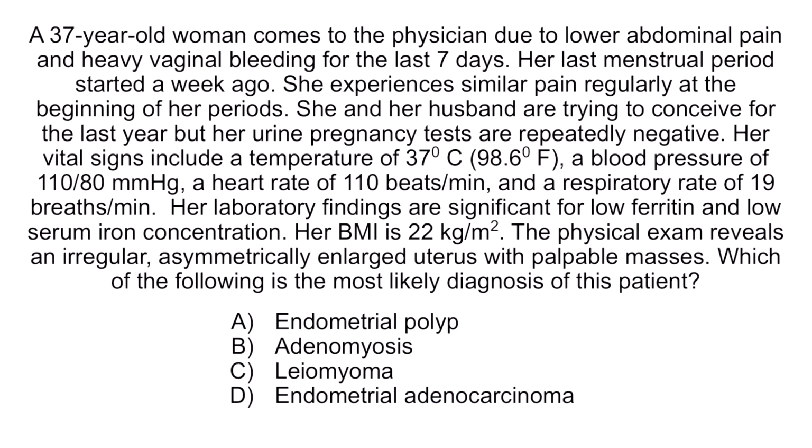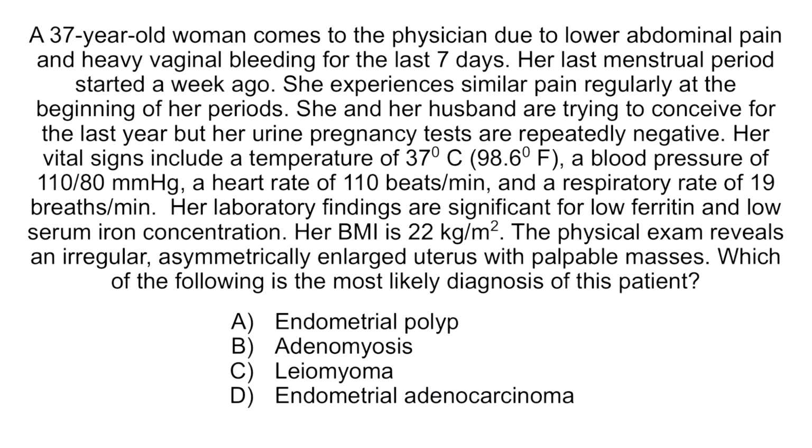Okay, let's wrap up with a board-style question. A 37-year-old woman comes to the physician due to lower abdominal pain and heavy vaginal bleeding for the last 7 days. Her menstrual period started a week ago. She experiences similar pain regularly at the beginning of her periods. She and her husband have been trying to conceive for the last year, but her urine pregnancy tests are repeatedly negative.